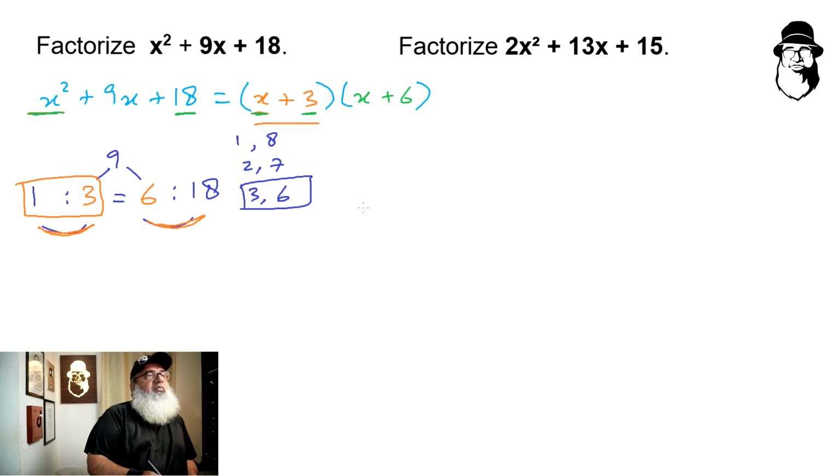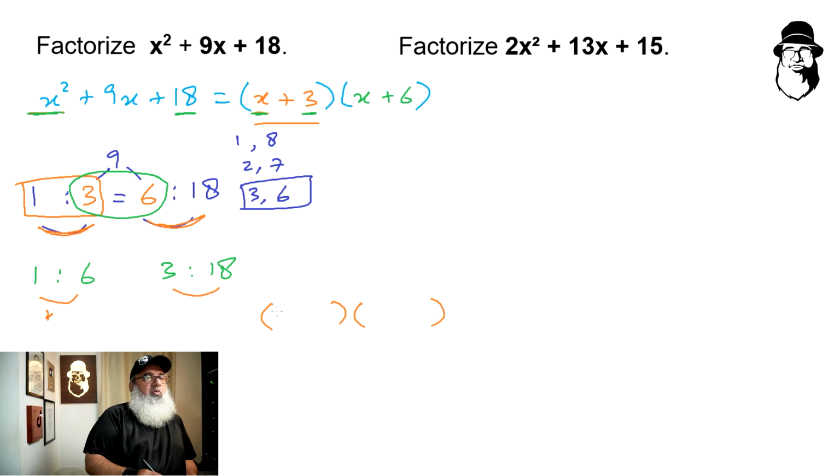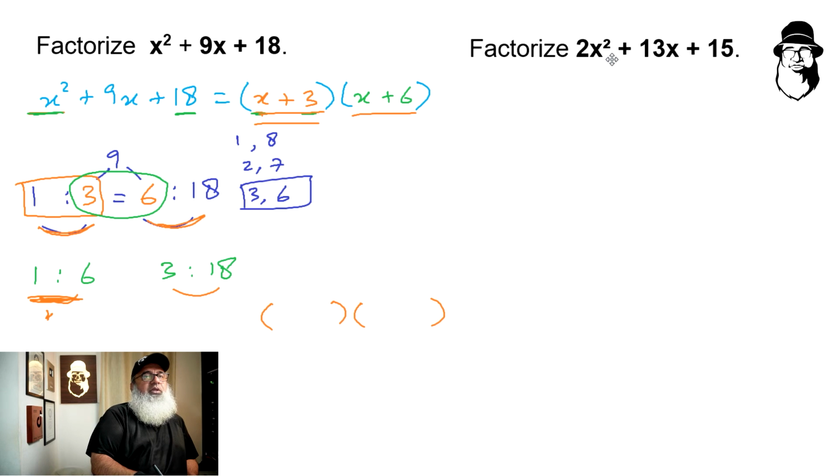Or there is another way of doing the same. Instead of writing 3 and 6 here, we could have written 6 here and 3 here, right? So now also the ratio is the same, 1:6, and here also it's 1:6. So then the first bracket will be, first bracket we got 1 and 3, the second bracket will be this same 1:6 ratio, so x plus 6. There are these two ways of doing the same thing.